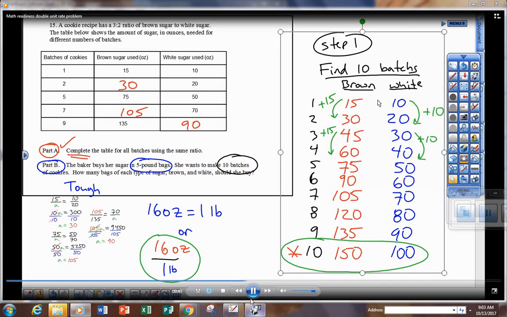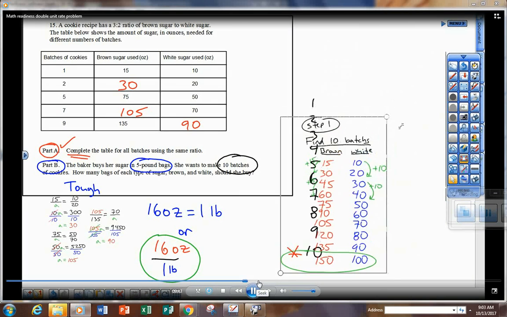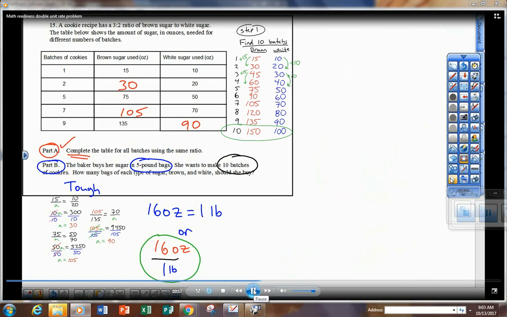So I'm going to shrink that down a little bit. Sorry about the grouping. So there we go. Those are the all-important numbers right there. How many ounces of brown sugar for 10 batches of cookies? How many ounces of white sugar? So I'm going to do the brown sugar bags first.